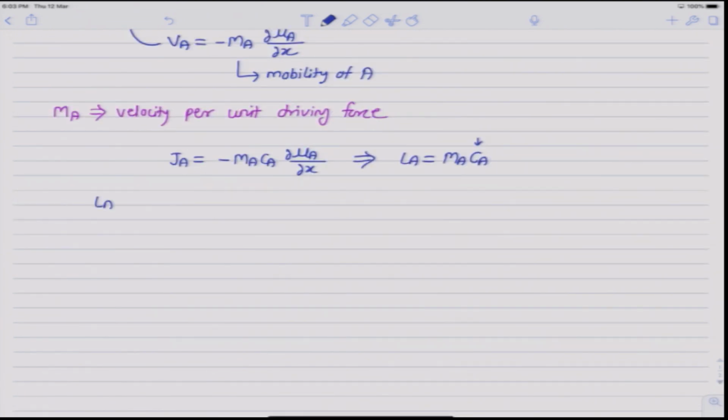Since we know La is equal to da star Ca by RT, if we consider a mole, then we can replace k with R, and so we can write ma is equal to, that should be da star by RT, or da star is equal to ma RT.